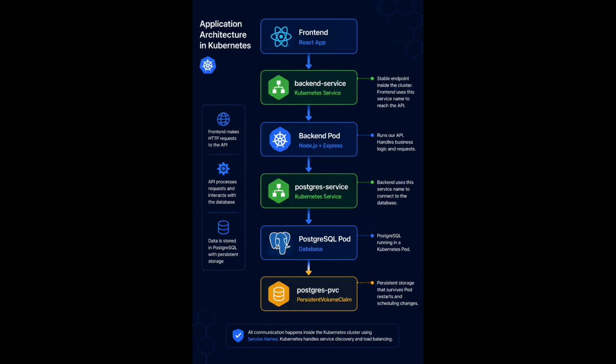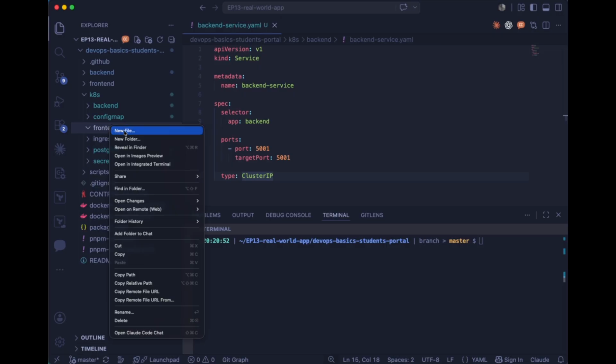Every layer has a specific responsibility. Services provide networking, pods run the applications, and the PVC guarantees data persistence. At this point, our database and API are already running inside Kubernetes. The only missing piece is the user interface.